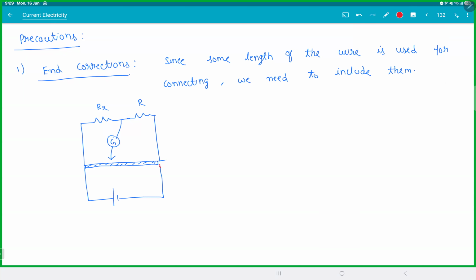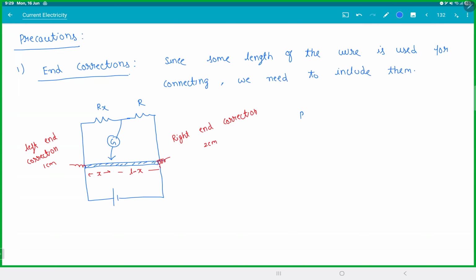So this end, right? This wire is connected here. This wire is connected here. So they will say right end correction is 2 centimeters. Left end correction is 1 centimeter. So this wire is actually not 100, but 103. That's it. So the same story.